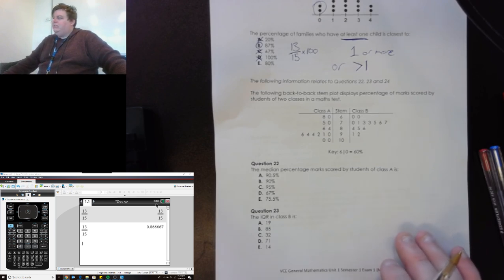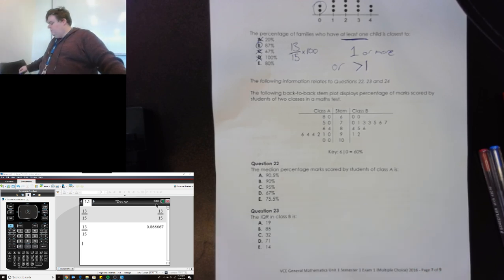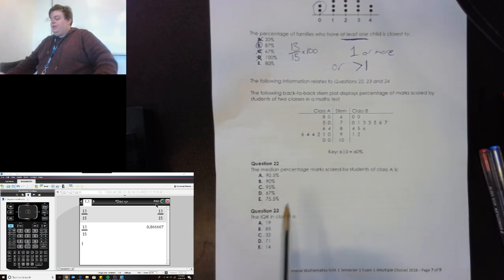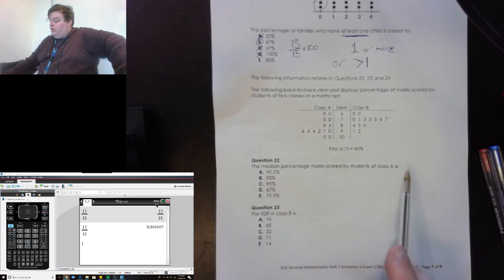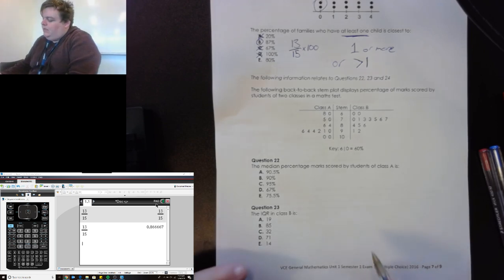So now we have a back-to-back stem and leaf plot. We're looking at two classes' scores on a math test. So we have Class A and Class B, and they're the distributions either side there. And we're asked the median percentage marks scored by a student in Class A is, right? That's just a roundabout way of asking what's the median of Class A, right?